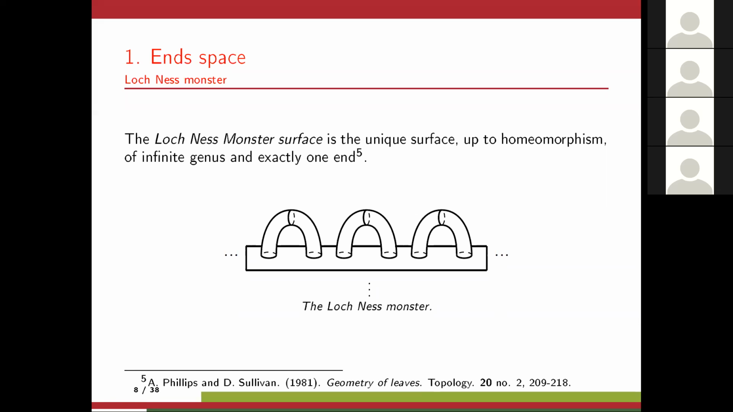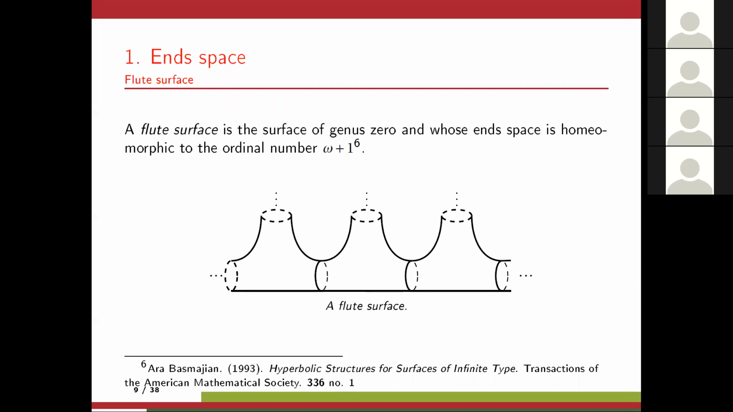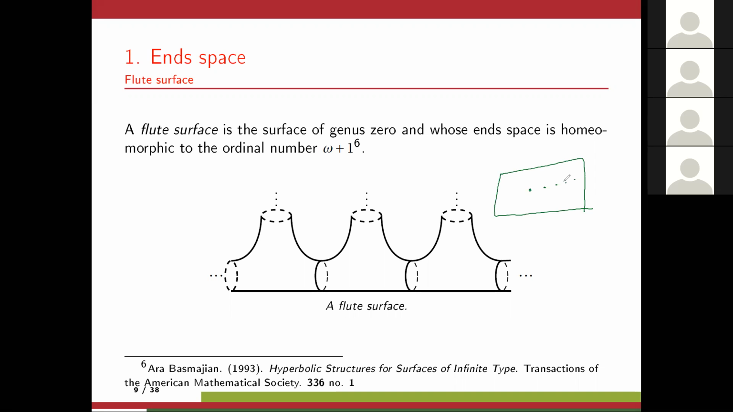The second example is the flute surface. The flute surfaces are the surfaces having genus 0 and end space homeomorphic to the ordinal number omega plus 1. In the picture, you can see a flute surface. This can be thought of as the complex plane removing the positive integers. Okay, this surface is homeomorphic to the flute surface.